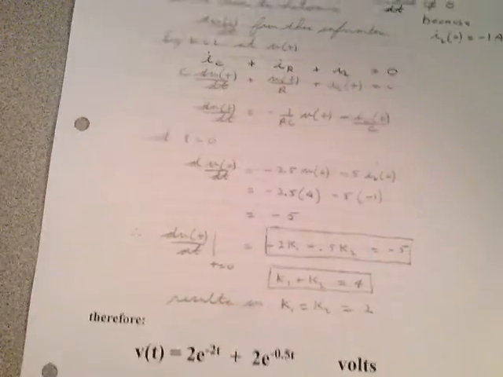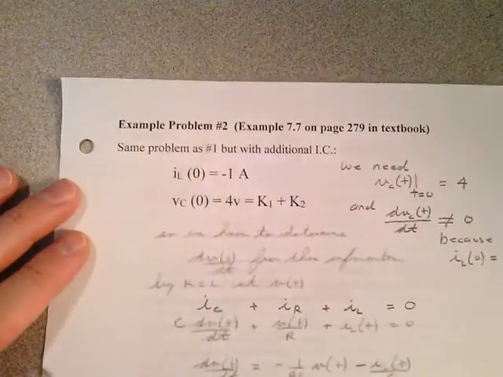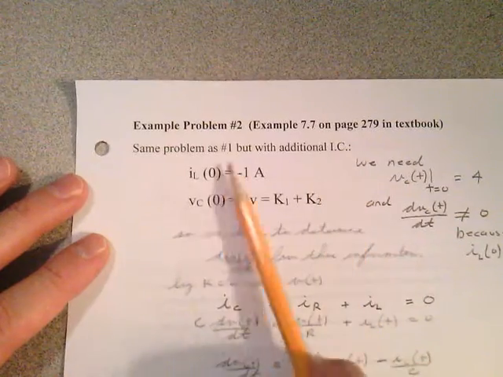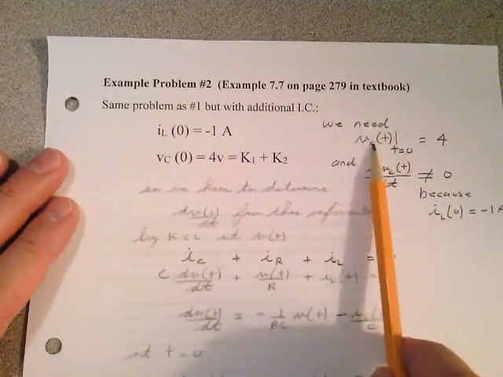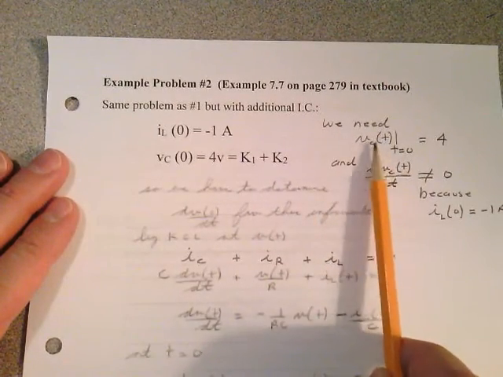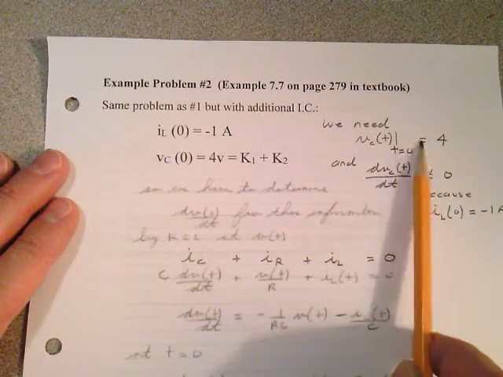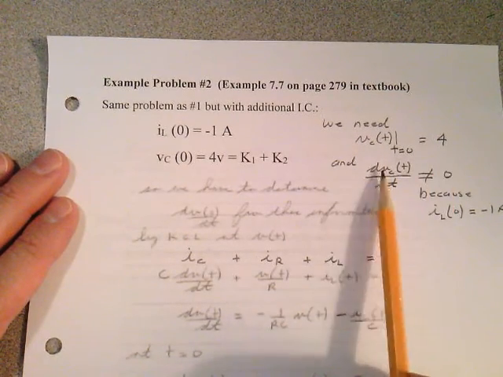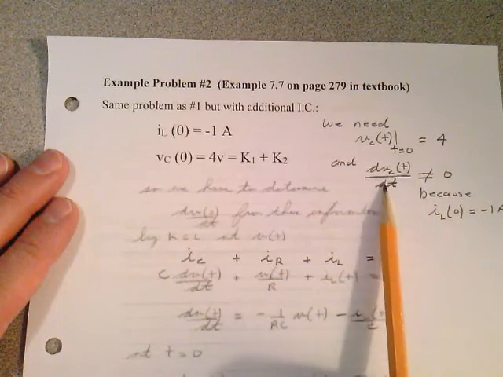And then finally, example problem number 2. The same problem, but we're going to have initial conditions. Keep in mind, we need VC at t evaluated at t equals 0. It's given. And we also need the derivative, the rate of change, dVC/dt. Well, I'm changing the problem.